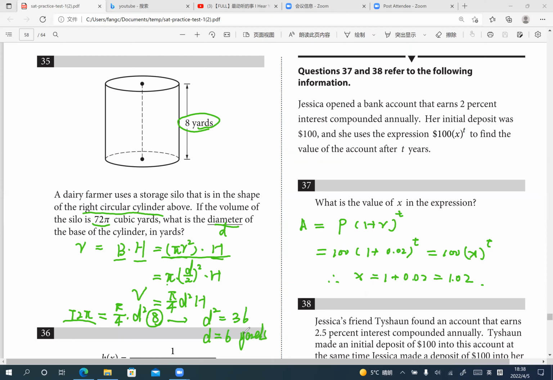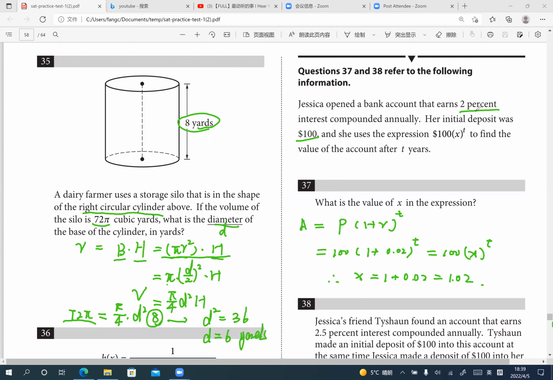Next question. Questions 37 and 38 refer to the following information. Jessica opened a bank account that earns 2% interest compounded annually. Her initial deposit was $100. And she uses the expression 100 times x to the power of t to find the value of the account after t years. What is the value of x in the expression?